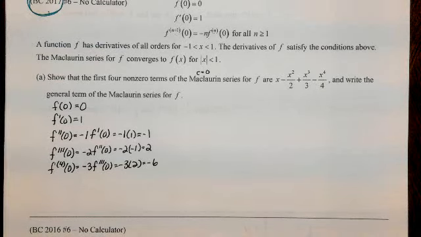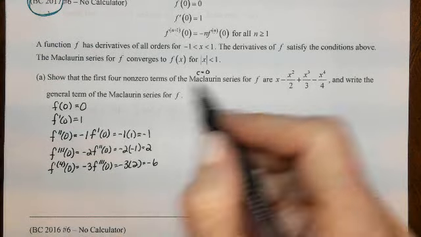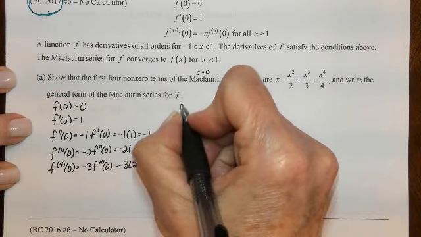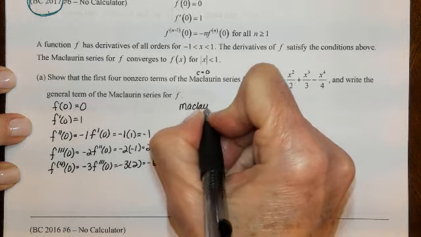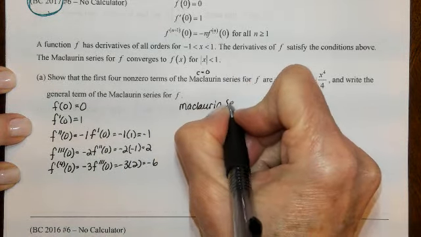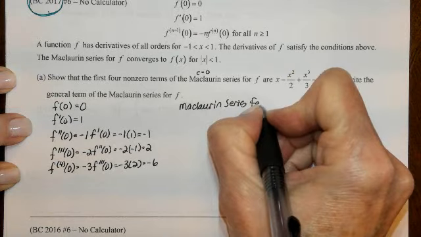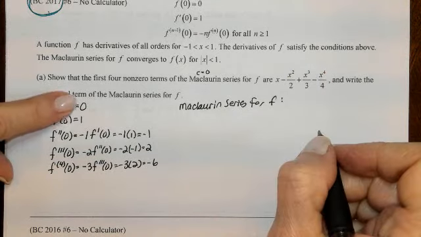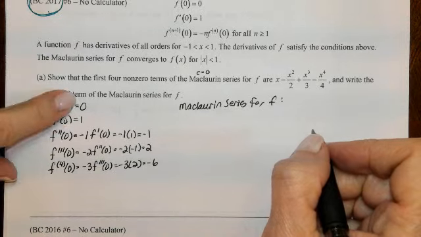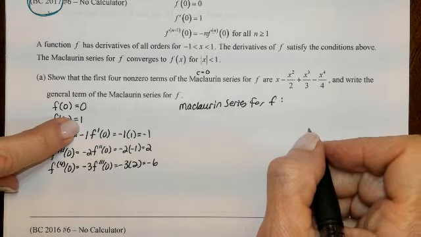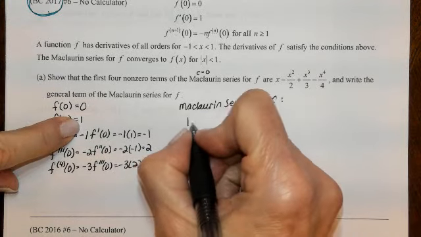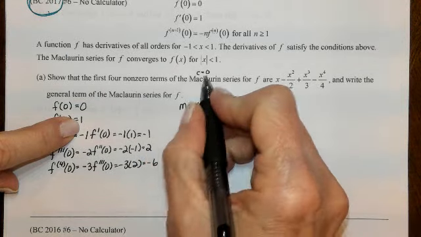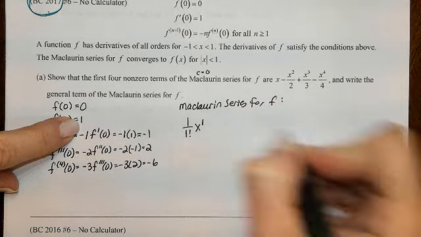All right. Now that we have all these derivatives, I can go and write the Maclaurin series. Okay, so Maclaurin series for f would be this. So I would start with 0, but because that's just 0, I'm going to go to my 1 here. So it'll be 1 over 1 factorial times x minus 0 to the first power.